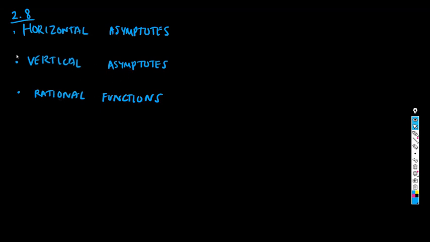All of these are part of topic 2.8, which is rational functions and reciprocal function. Well, we started with reciprocal function, which is just the function 1 over x, and then rational functions. Okay, so let's see first what asymptotes are, horizontal and vertical. Let's see what these are.